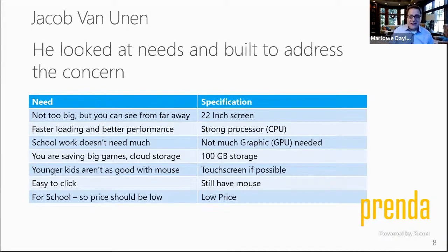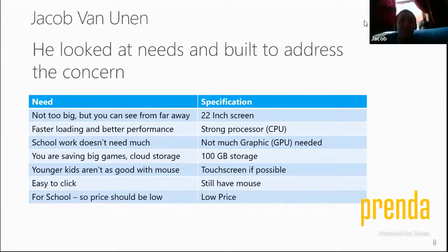Mm-hmm. The next thing that Jacob said is he wants faster loading and better performance. So he really wanted a strong processor. The next thing that was interesting, Jacob, you said you didn't need much GPU. Why is that? A graphics processor. Because if you are not using this for gaming, then often you do not need it to look the best it could be. So it doesn't need to show the most high quality images for school.